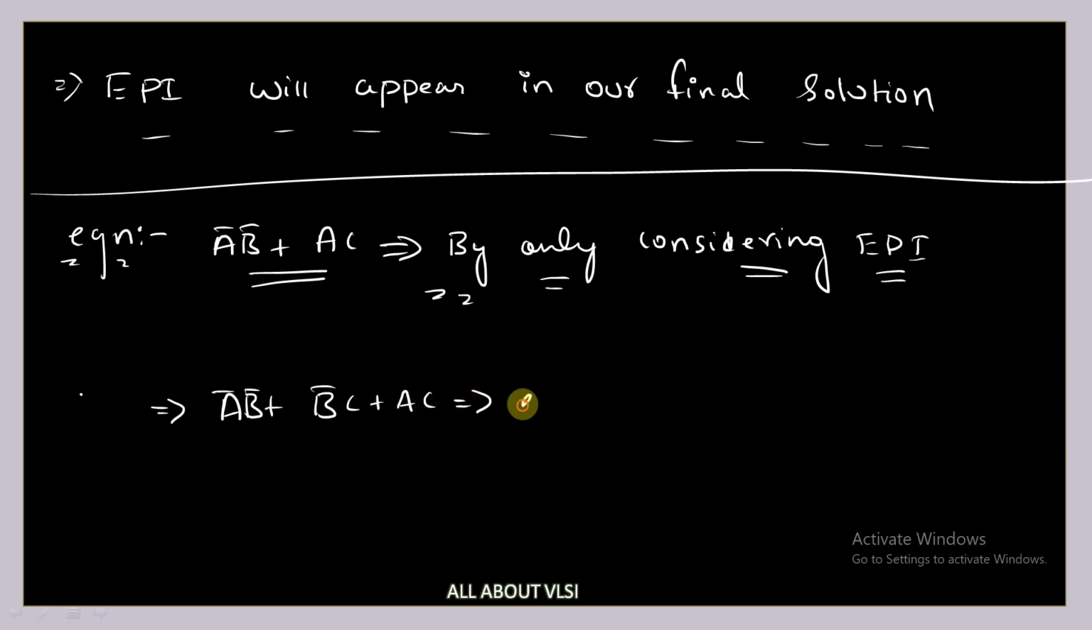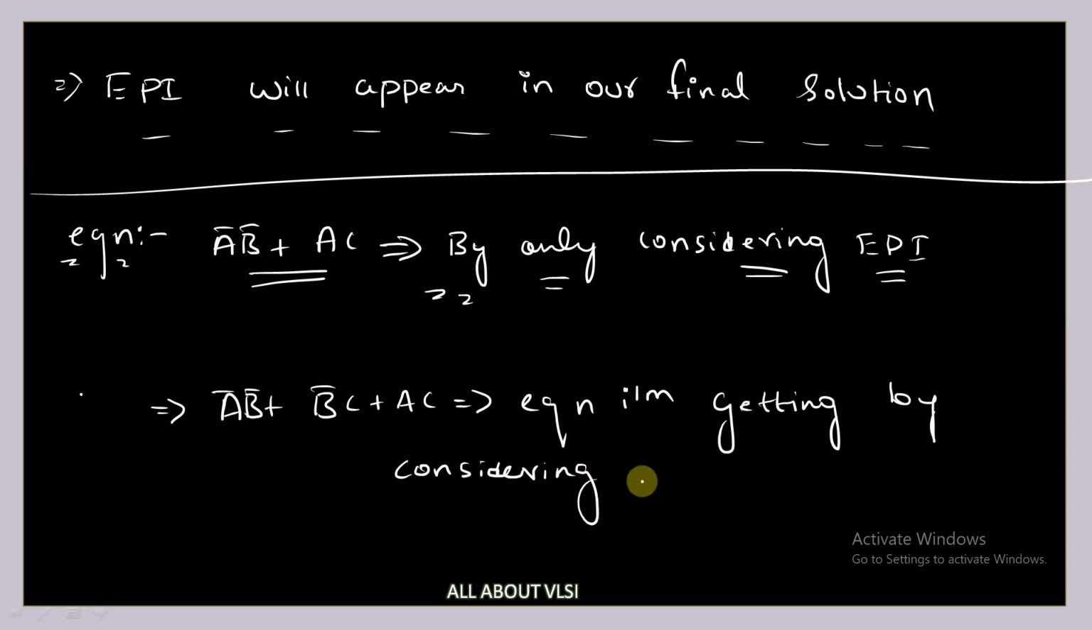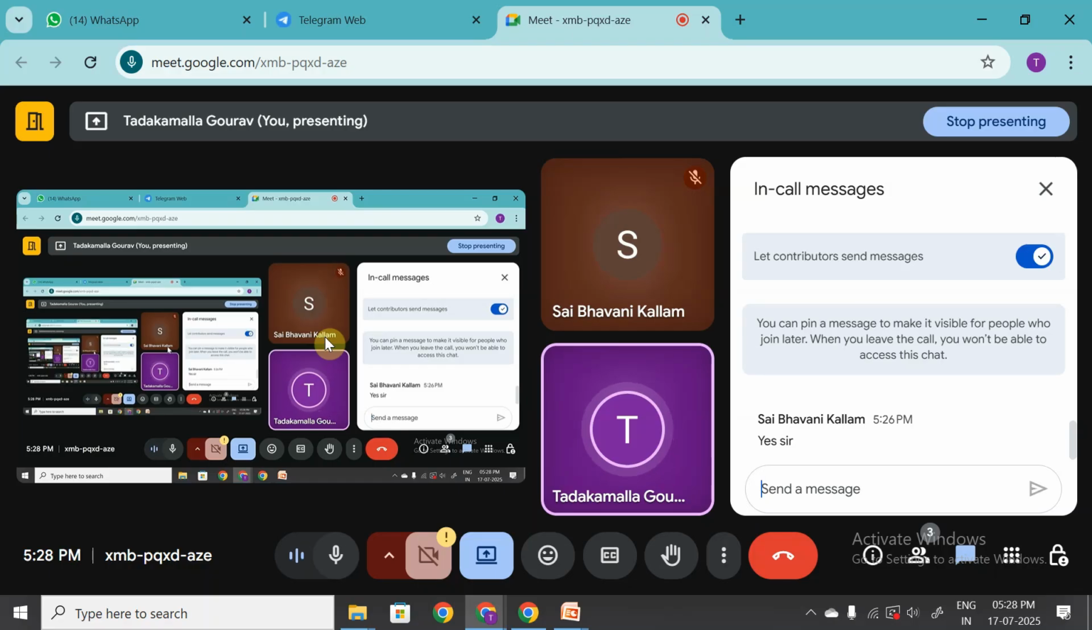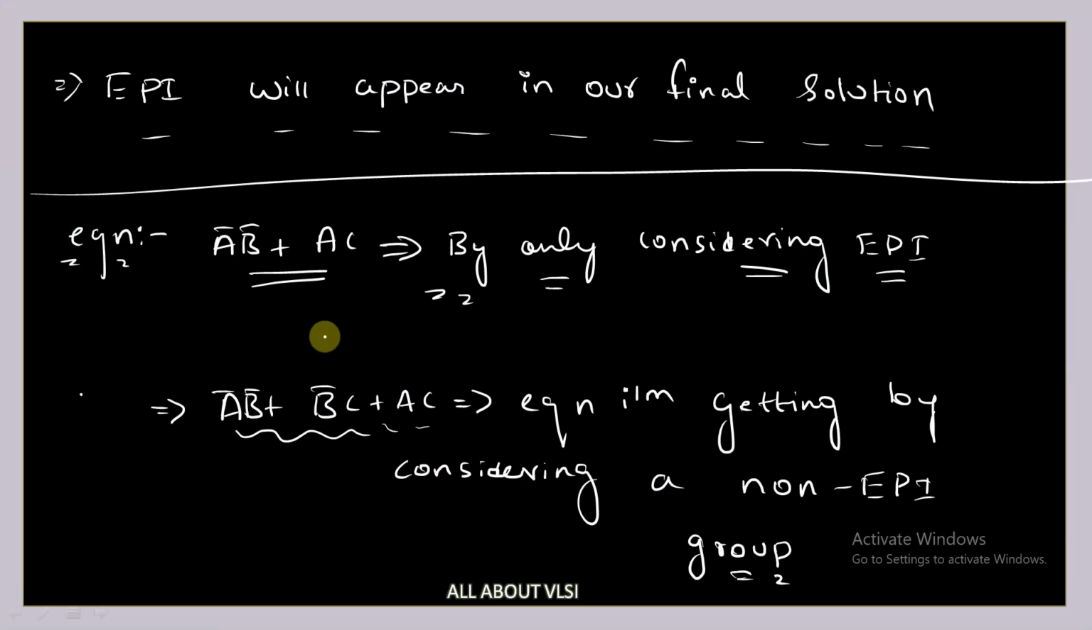This equation I am getting by considering a non-EPI group. Now, we can easily see that in these two equations, in the third equation we have more number of terms compared to the first equation. So, which one do you prefer? The equation with more number of terms or the equation with less number of terms? Which one we are going to prefer?